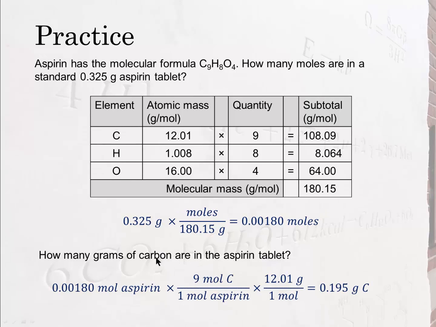The second problem has one extra step because I'm asking for the mass of carbon atoms, not the number of moles. I start with the moles of aspirin from part 1 and multiply by the 9:1 ratio of carbon atoms per aspirin molecule. This gives me the moles of carbon, which I convert to grams by multiplying by the atomic mass of carbon. So there is 0.195 grams of carbon in the aspirin tablet, which is 60% of the total mass.